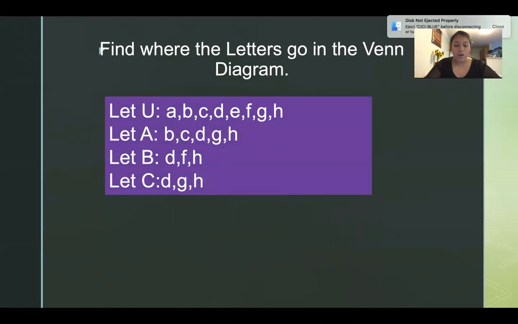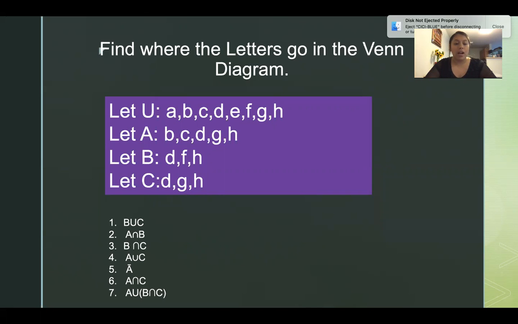In this problem, we are to construct a Venn diagram that helps illustrate some letters. Let U equal A, B, C, D, E, F, G, and H, and let A have B, C, D, G, and H. Let B have D, F, H, and C, D, G, H. We are given the letters above to help identify where they belong in the diagram. Let's take a look at the next slide, where we have constructed a Venn diagram.